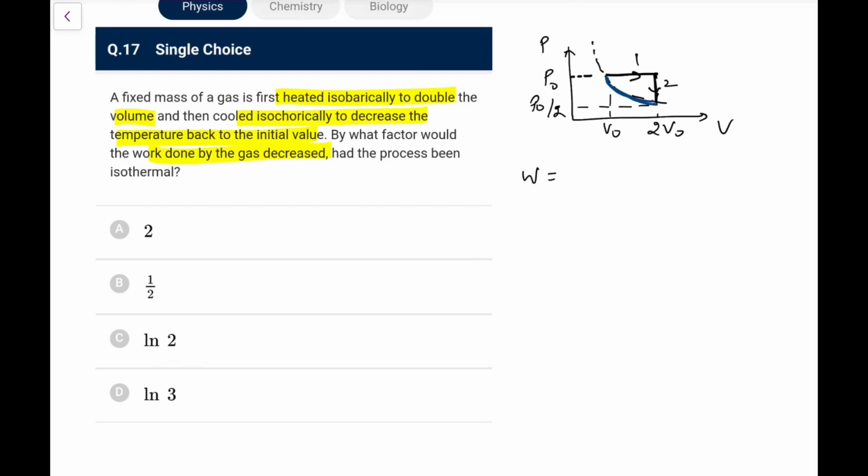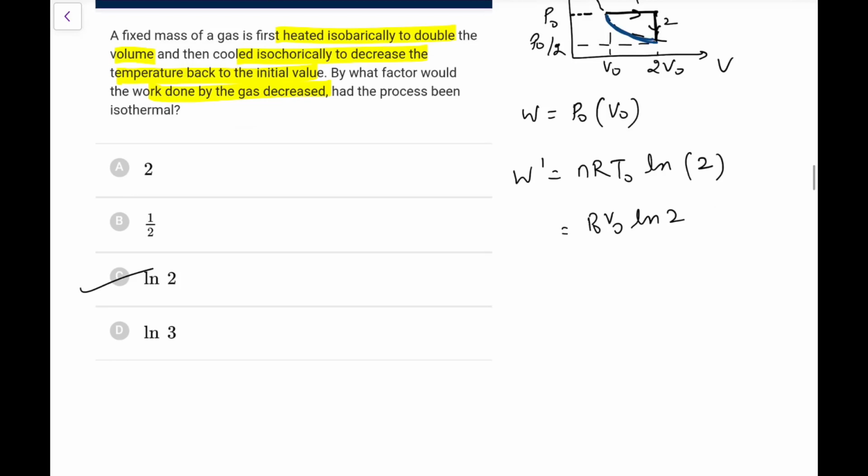So W in the first path is equal to P0 into 2V0 minus V0, that is P0 V0. Now in the second case, you have that W dash, that would be equal to, we will write nRT0 ln of V final upon V initial, that is ln2, and nRT0 at any moment is P0 V0 ln2, and PV is always nRT. So the ratio would have been, by what factor it would have decreased, it would decrease by a factor ln2, you can do.